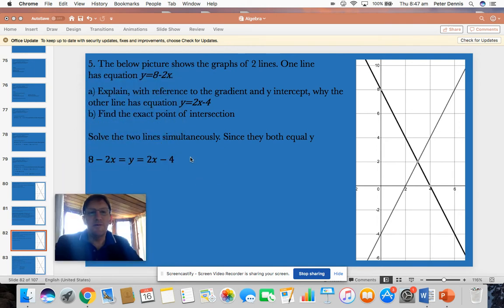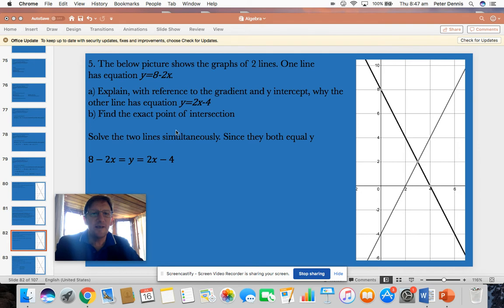Find the exact point of intersection. So how are we going to find the exact point of intersection? Now, we could read it off. It looks like x equals 3 and y equals 2 here. This is the point of intersection, maybe the break-even point, if this was an economics question. But this is probably x equals 3, y equals 2.